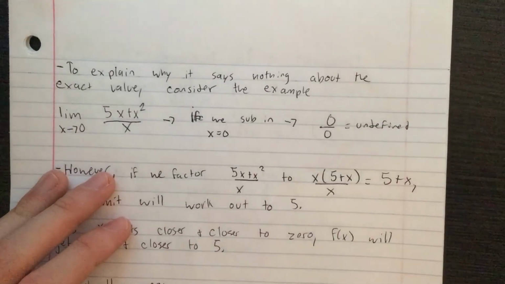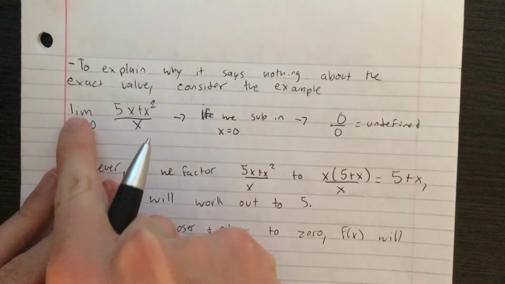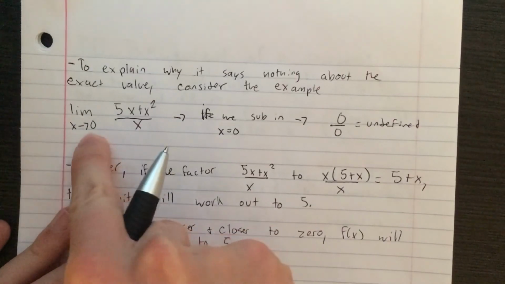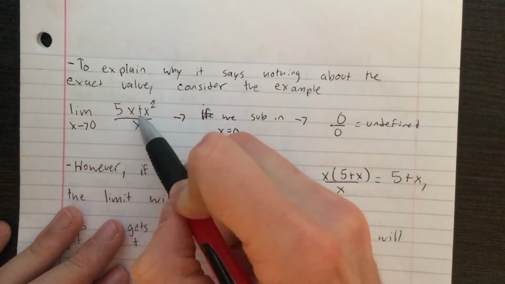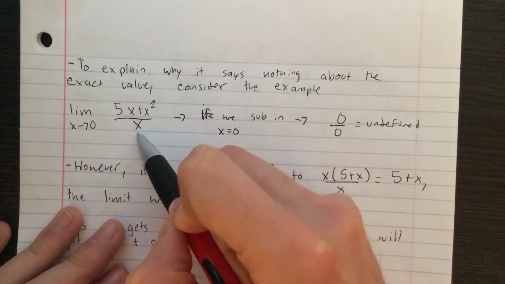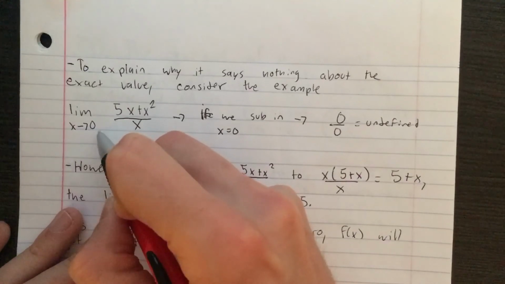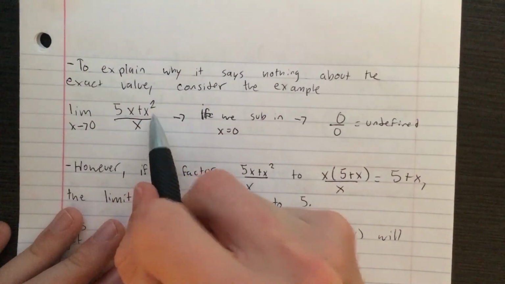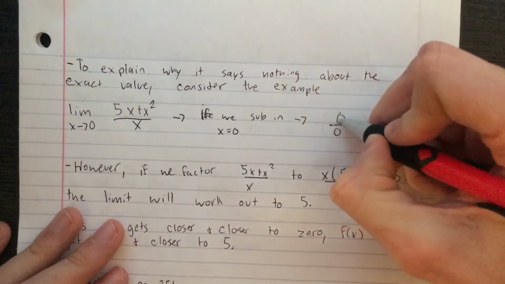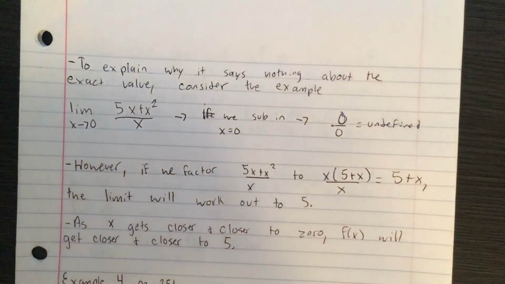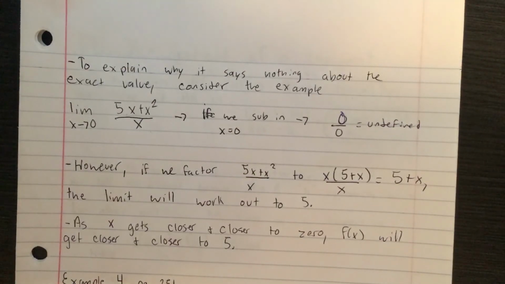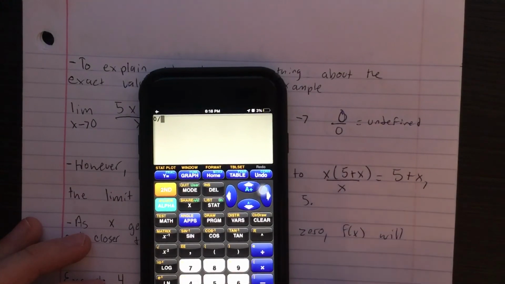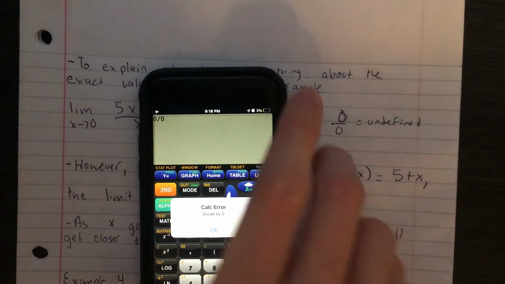To explain why we don't know anything about the exact value, let's say we're doing the limit as x approaches 0. That's how you read that. The limit as x approaches 0 of 5x plus x squared, divided by x. If we say, okay, what happens when we punch in 0 for x? We're going to get 5 times 0, which would be 0, plus 0, which would be 0, divided by 0. And 0 divided by 0 is undefined. 0 is the one number that we cannot divide by in math. If you physically try to divide by 0 here, it's going to say error. You cannot divide by 0.